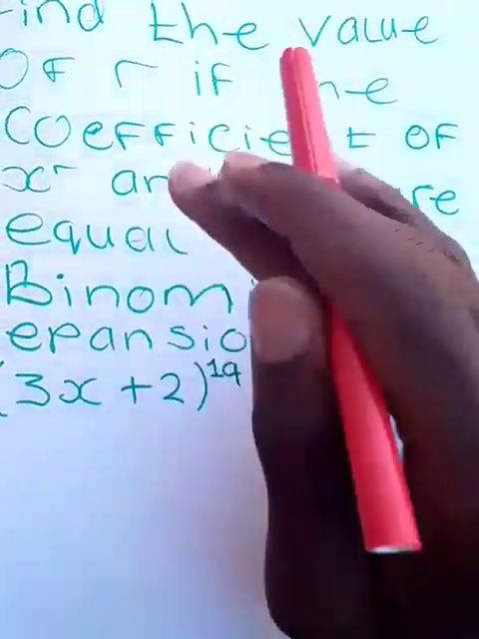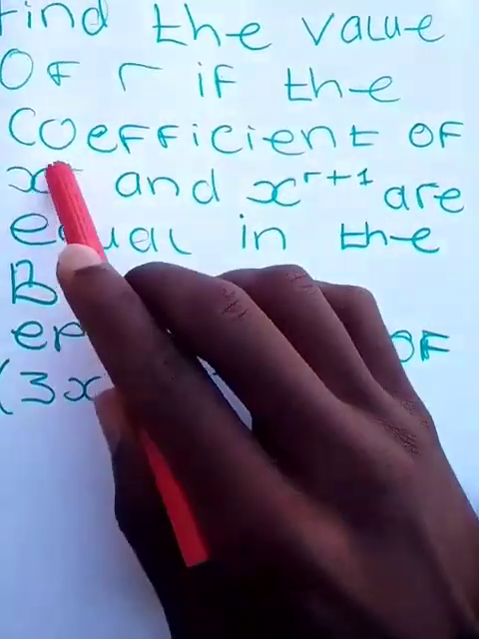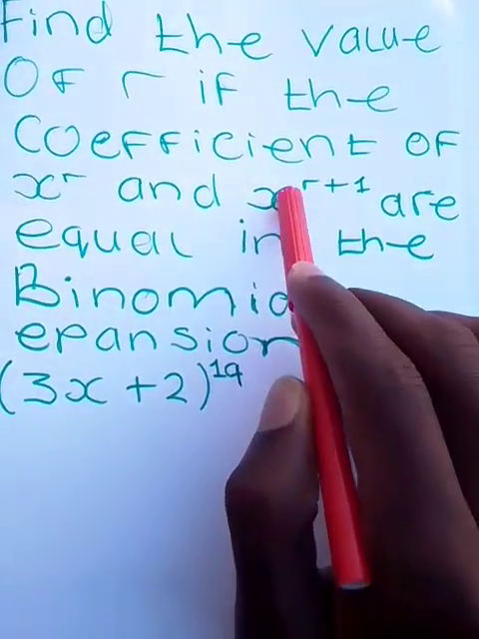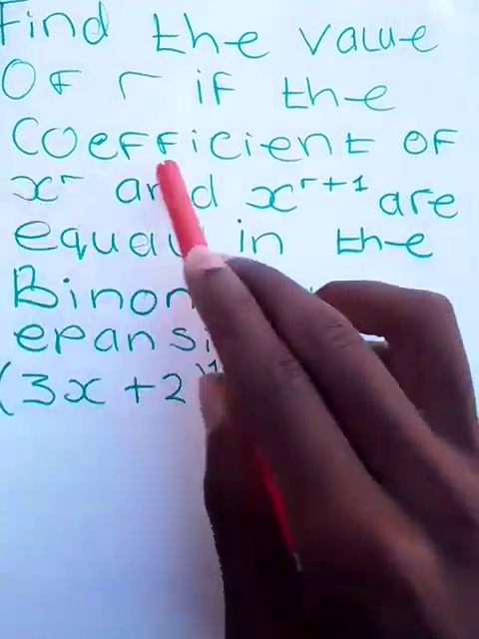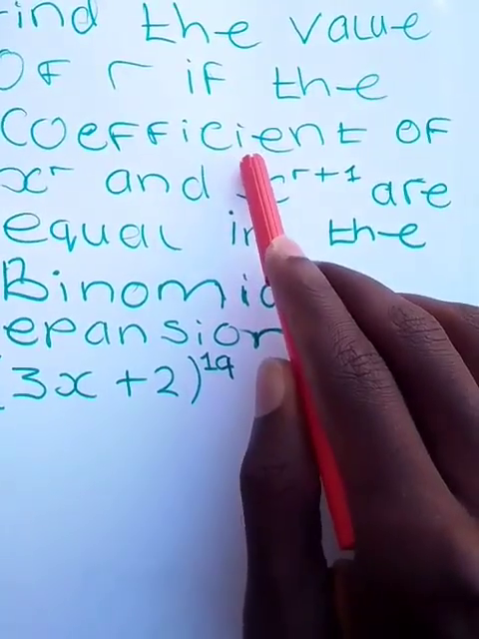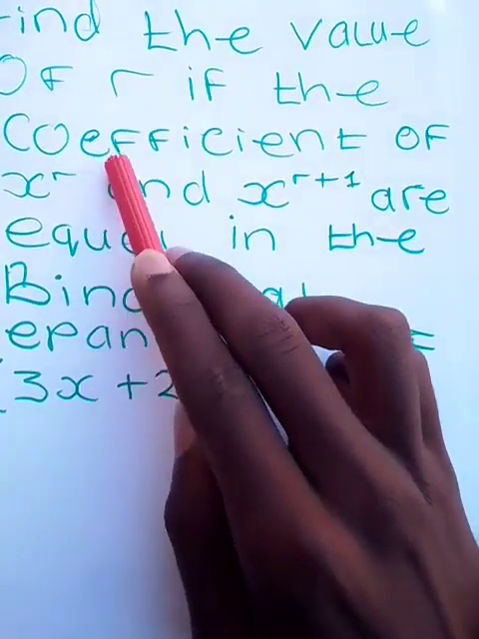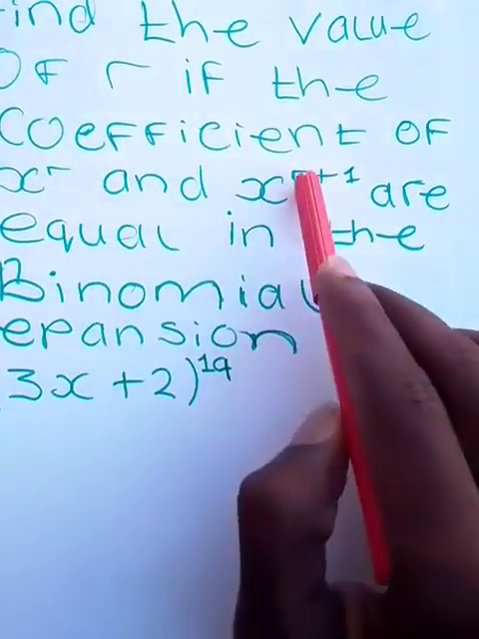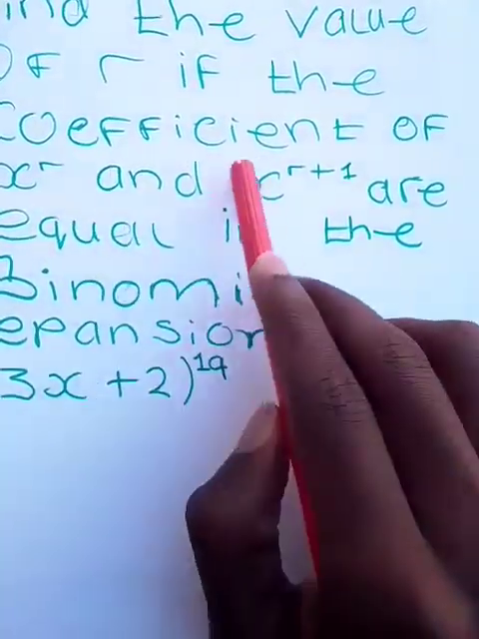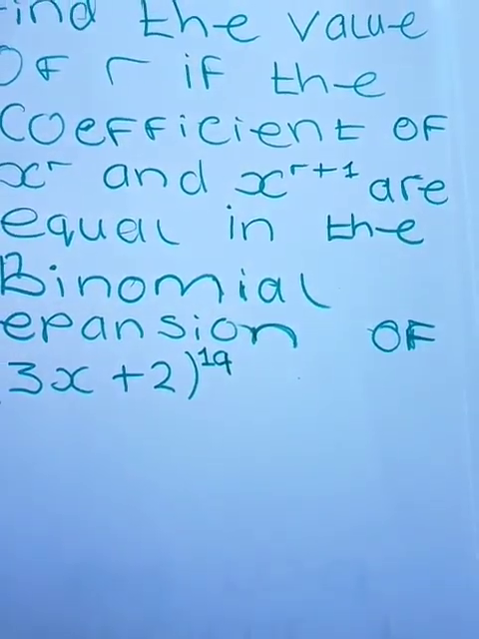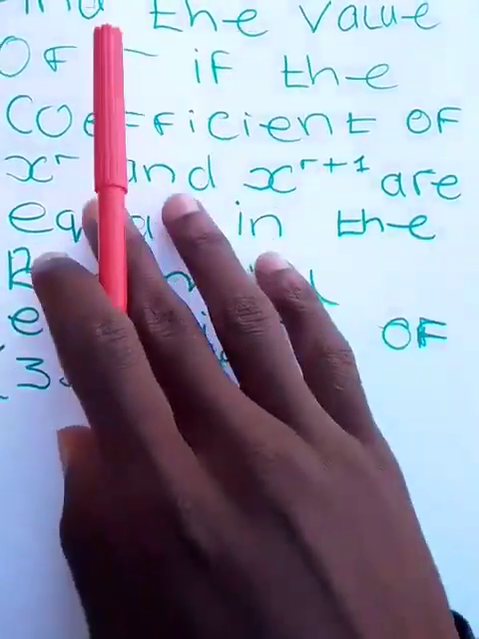We are going to put into consideration that the coefficients of this and this, they are having coefficients which of course we don't know. We just know the terms and some sort of formula of their exponents. So now we want to find r so that we can be able to know what their exponents are.